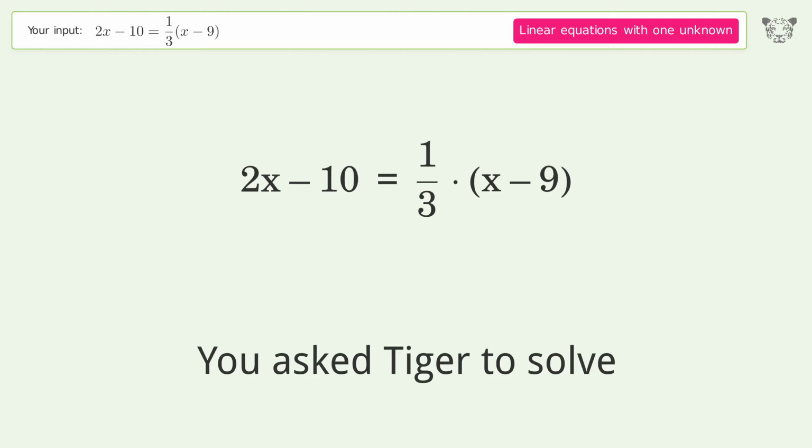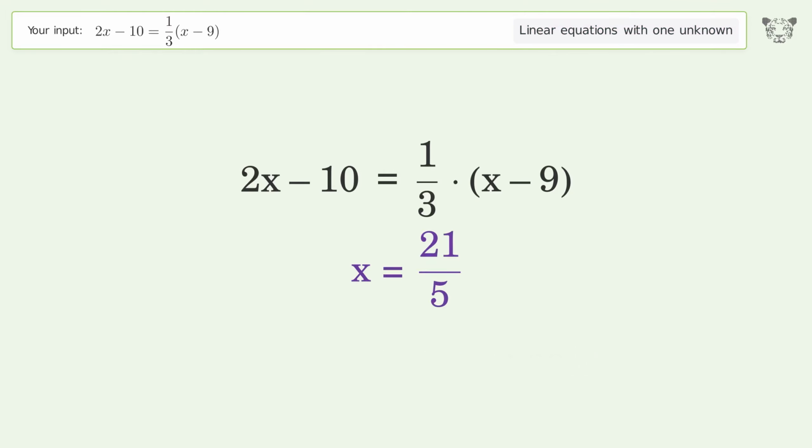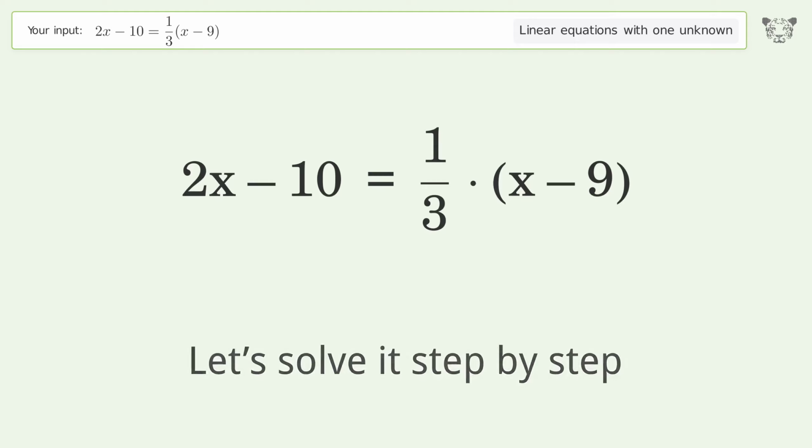You ask Tiger to solve this, which deals with linear equations with one unknown. The final result is x equals 21/5. Let's solve it step by step.